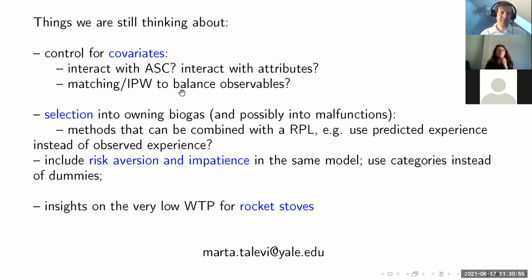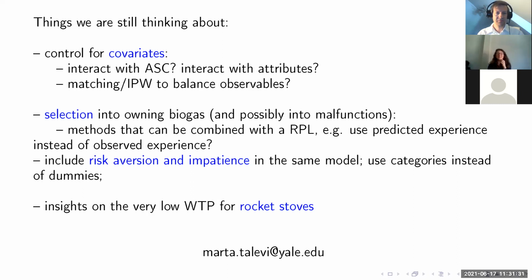Similarly, we're looking into some way to introduce selection into owning biogas and control for it, because households that already have biogas may be different in some dimensions compared to the households who do not have biogas, and it is important to control for. So again, we're trying to think through how to model selection into the specification. Finally, some other things we could do is some more work on how to include risk aversion and impatience in the model.